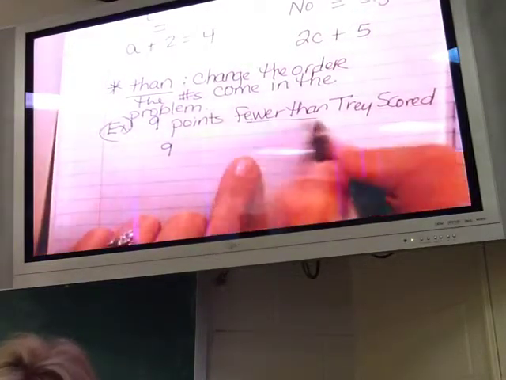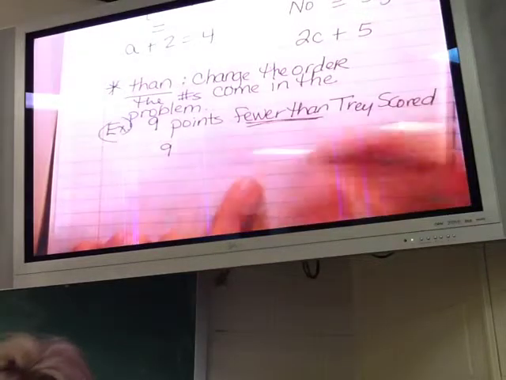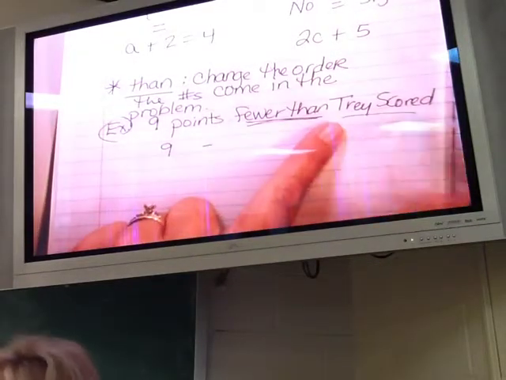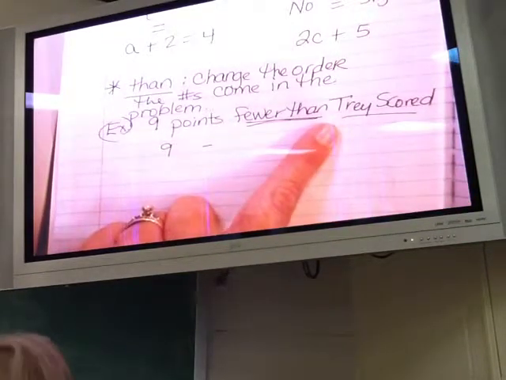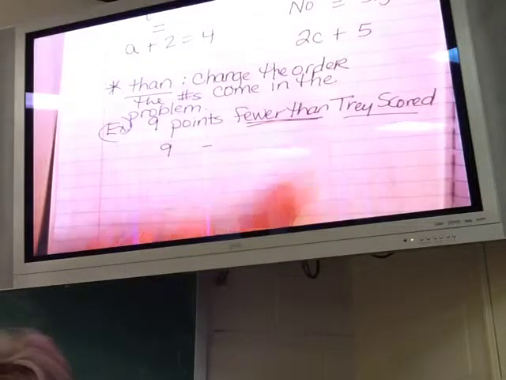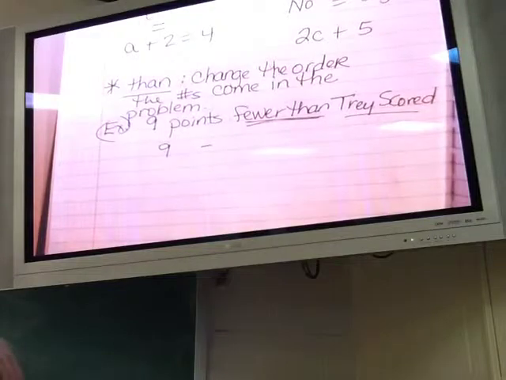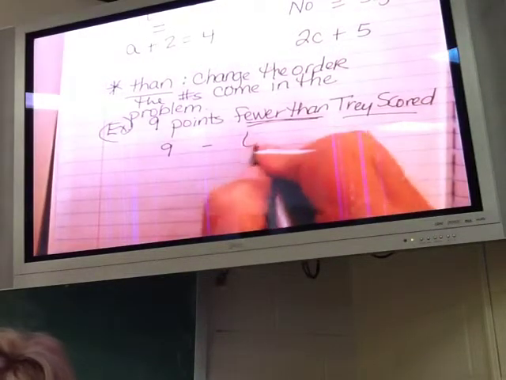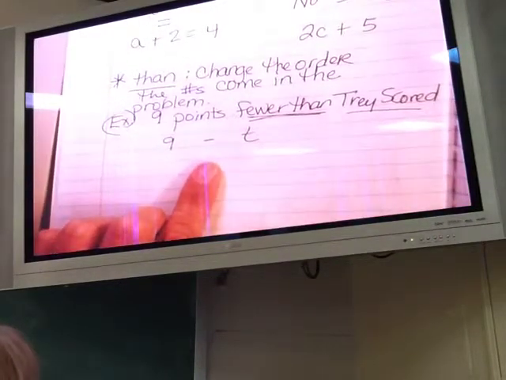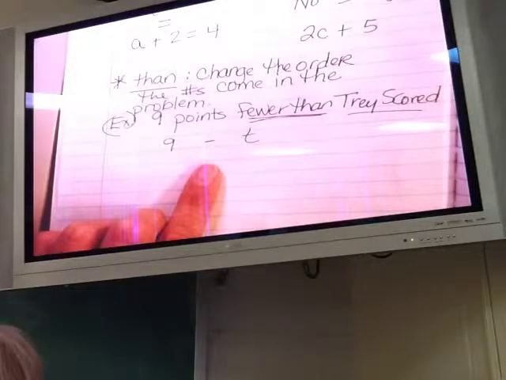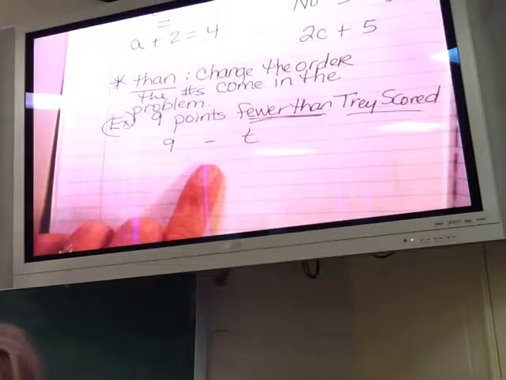What does "fewer than" mean? Minus, right? Do we know how much Trey scored? No. So we would call it T or X or whatever. I would call it T just because Trey. You could call it any letter. But now, is this correct? 9 minus T. Is that correct? No. T minus 9. Why?